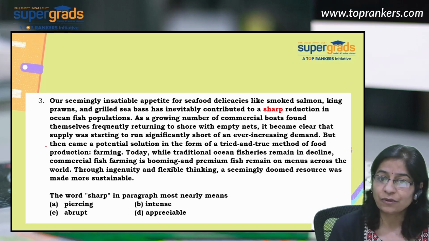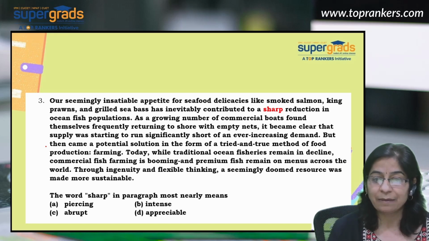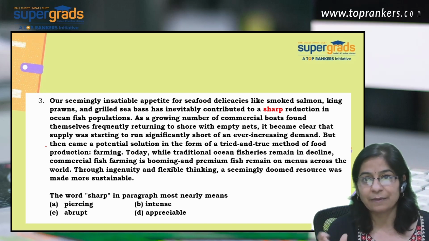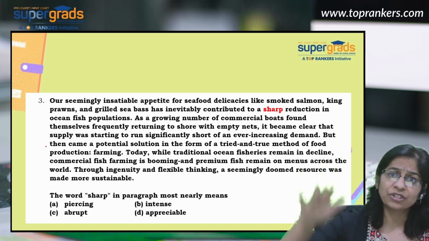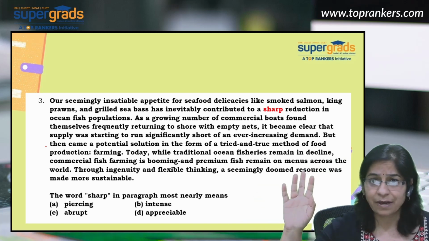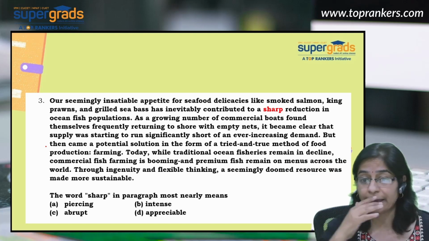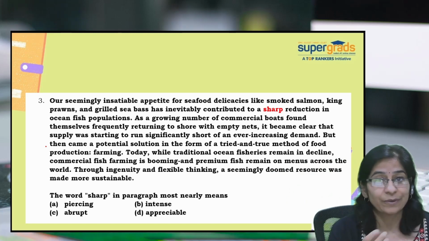As a result of a number of commercial reports frequently returning to the shore with empty nets, it became clear that the supply was starting to run significantly short of an ever increasing demand. What do the lines tell us? That the ocean fish population is going down, and still there is an ever increasing demand. And these have started to run significantly short, and frequently the boats have started coming back with empty nets.